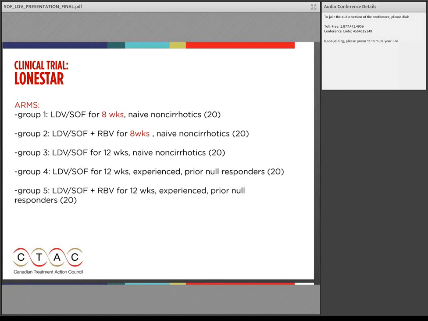Here we have the arms involved. Most interesting here for me would be group 1. They're all treatment-naive, non-cirrhotics, so not really our normally considered difficult populations. However, they're all being tested on an 8-week treatment, which is fascinating. So this then looks at something of a first-line response to a first-diagnosed HCV sufferer.